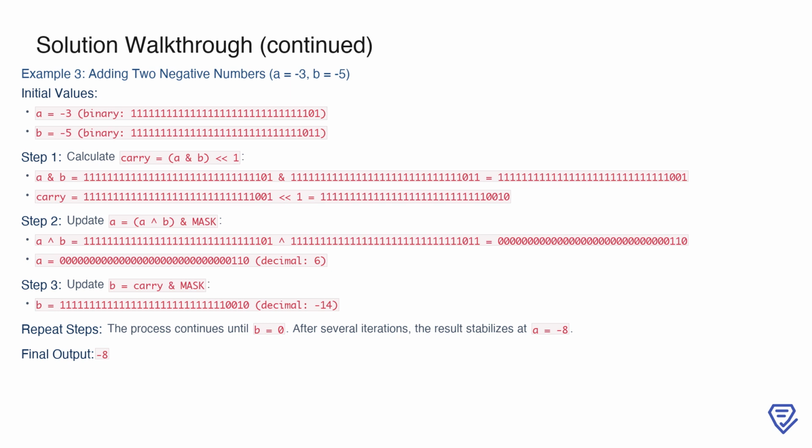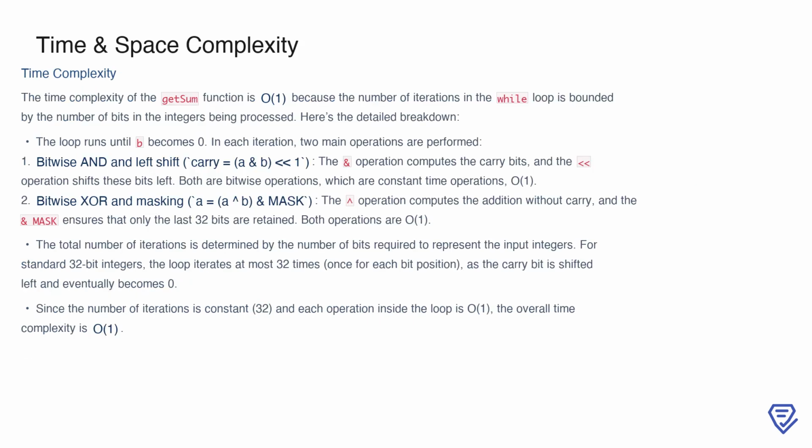sum using bitwise operations. The time complexity of the getSum function is O(1), meaning it operates in constant time regardless of the input values. This is because the number of iterations in the while loop is limited by the number of bits in the integers being processed. For standard 32-bit integers, the loop runs at most 32 times, once for each bit position.